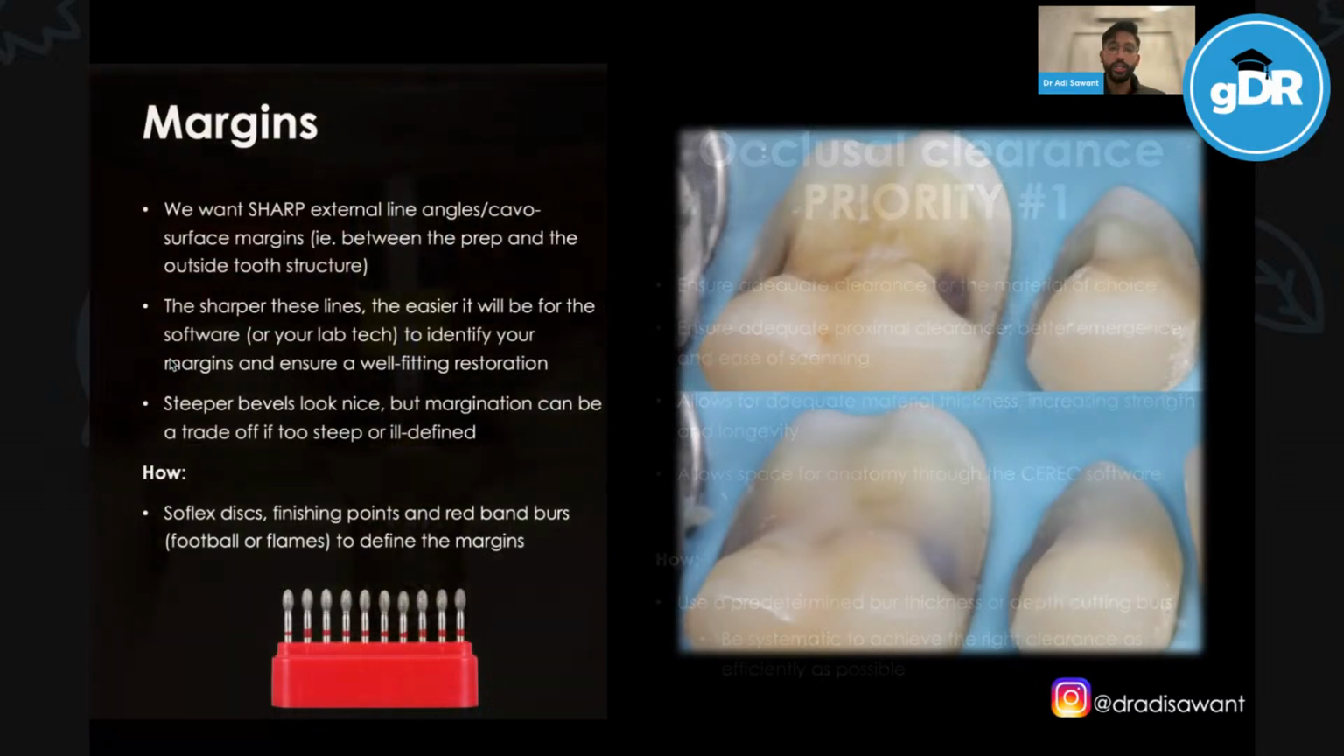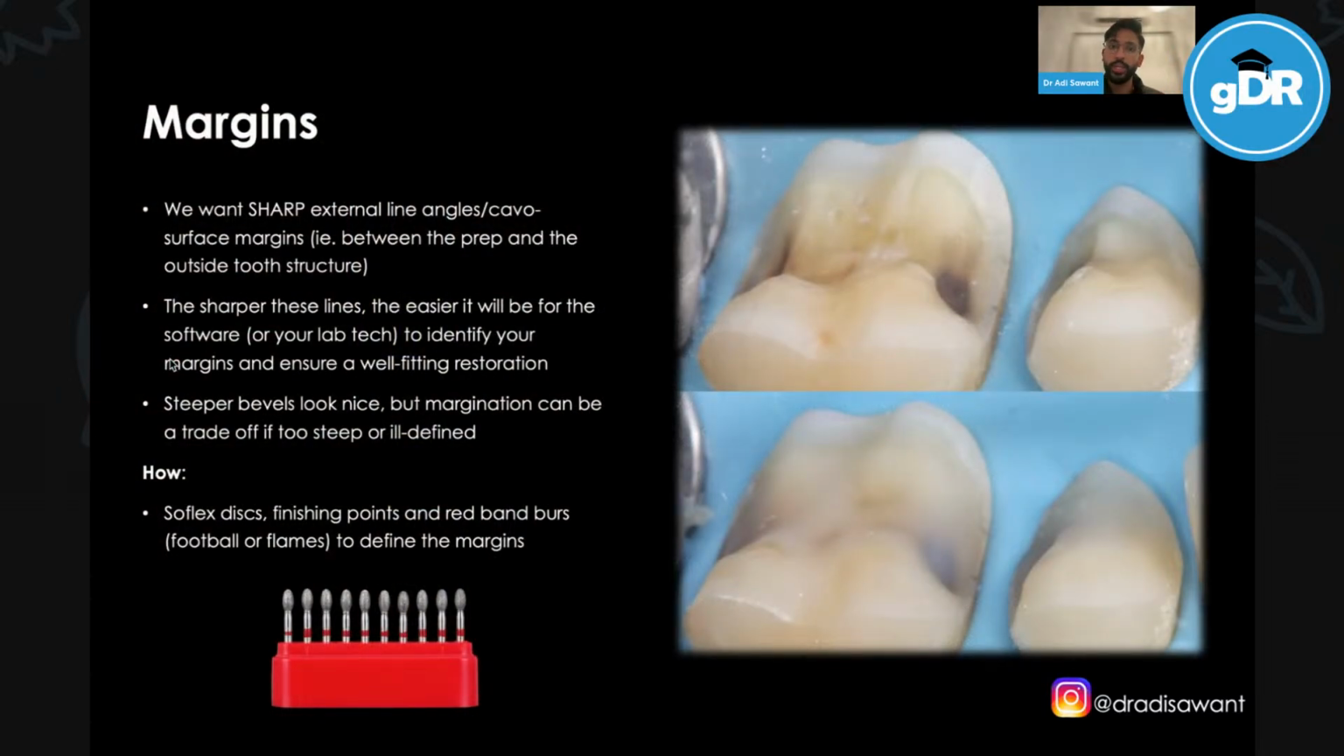Now, margins. I think I said this 100 times on the weekend. We were teaching about 45 to 50 dentists at BAD Melbourne, but we want smooth internal line angles because ceramic doesn't like, and resin doesn't like, sharp angles, but we want very sharp external line angles. And what do I mean by that? We want sharp margins, right? That's because they're going to be identified a lot better by your scanner or your impression material and by your CEREC or by your lab.